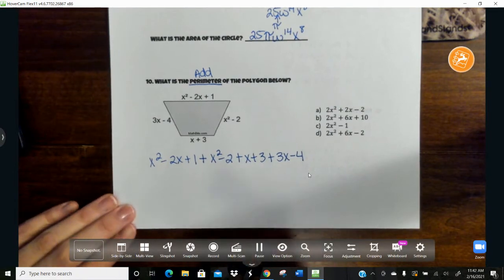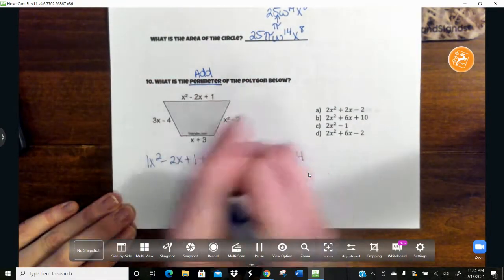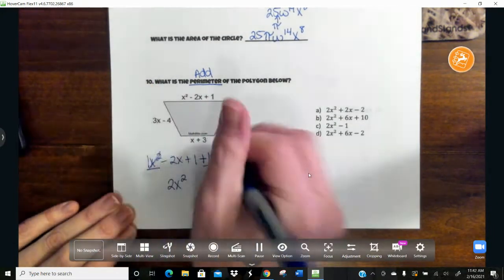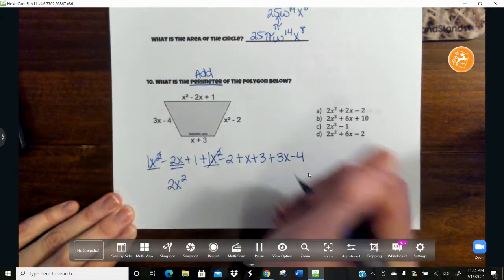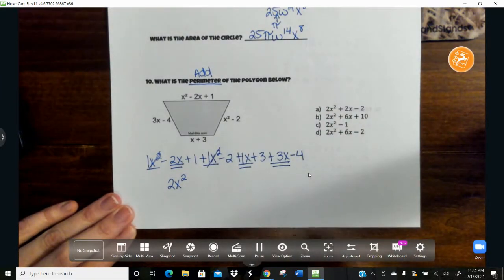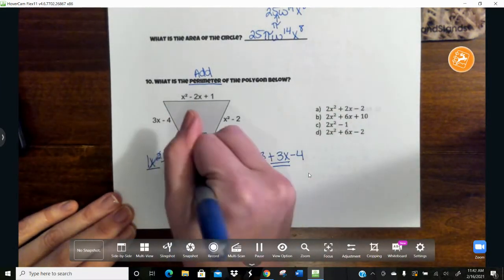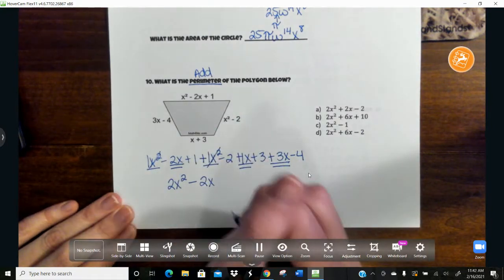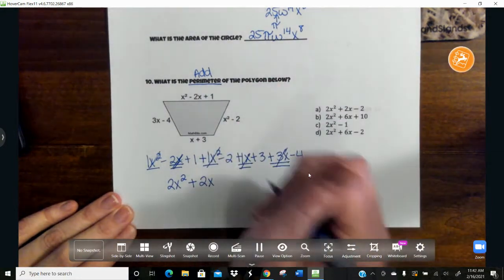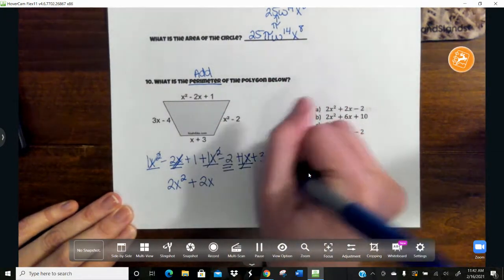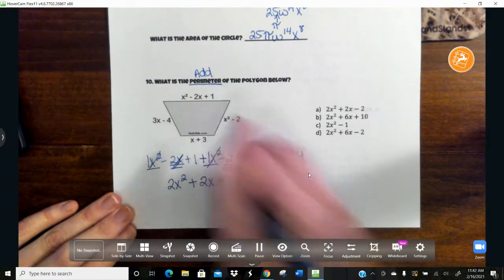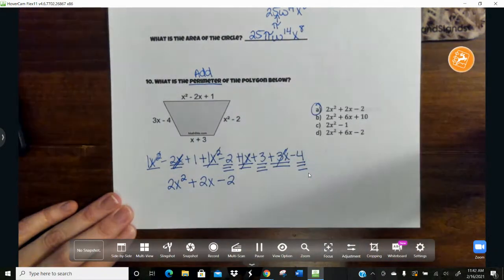Now I'm going to combine like terms. So I have 1x squared here and 1x squared here. So total, I have 2x squared, so I'm done with those. Then I have negative 2x plus a 1x plus 3x. So when I do that, I get a negative 2x. Or actually, that's positive, sorry. Done with those. Now I'm on my constants. So negative 2 plus 3 minus 4 is going to give me a negative 2. So my answer should be A.